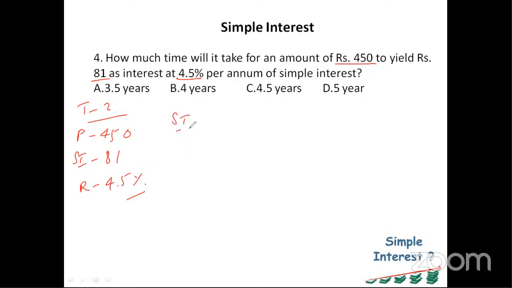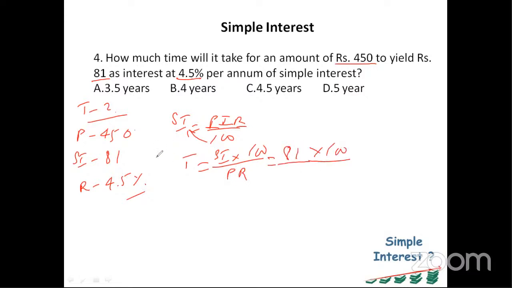We know the formula: simple interest is equal to PTR by 100, and we have to calculate T. So T is equal to simple interest into 100, with the 100 going on top. Now P and R will come down. What is the simple interest? 81 into 100 divided by P, the principal amount 450, into the interest rate 4.5.